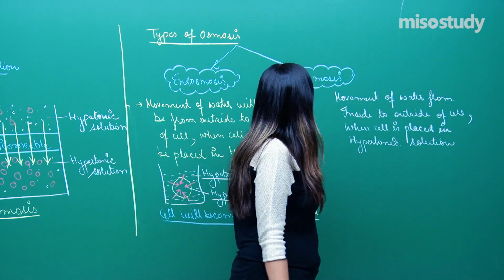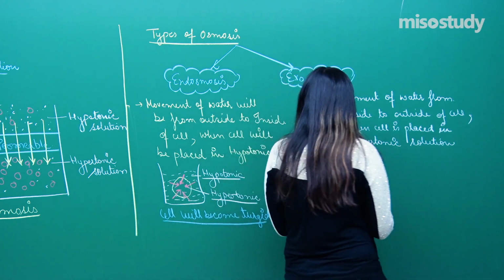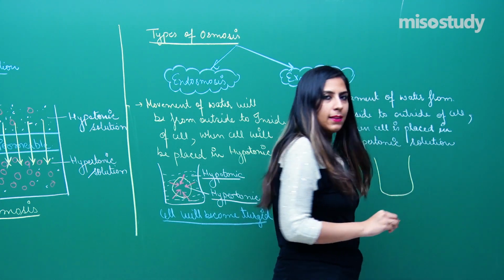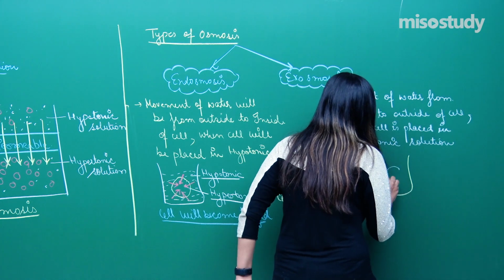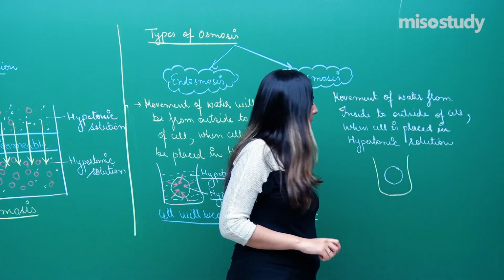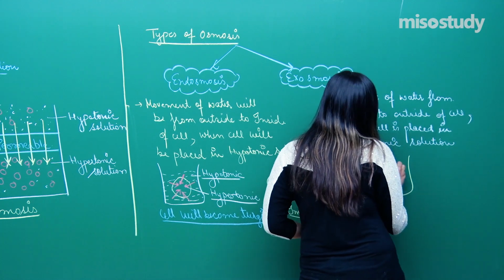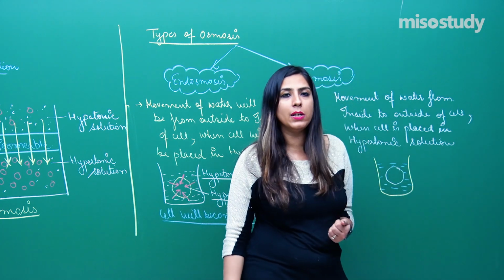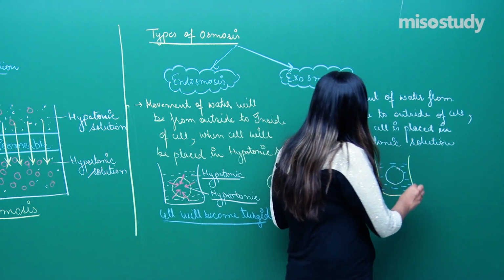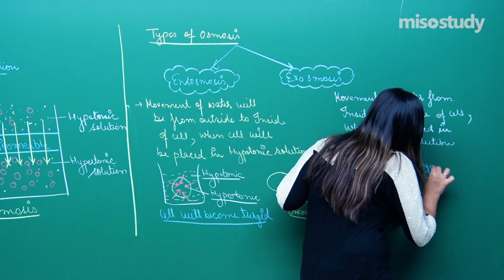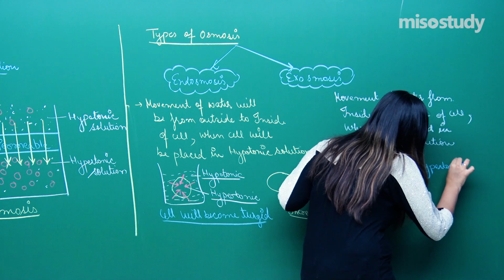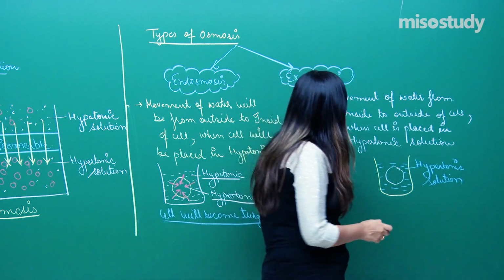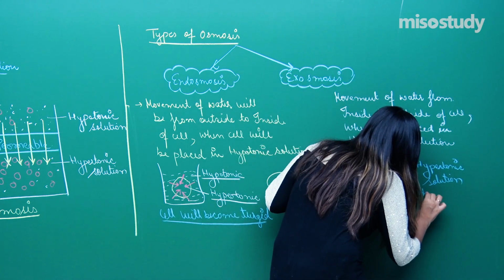Right? Now, again, let's draw this diagram. So, I have one flask. In that flask, I have placed one cell. Suppose this is the cell. After some time, suppose I have filled the solution over here, and the concentration of solute in that solution is more. That means this solution will be called a hypertonic solution. Hypertonic solution, and this is called a hypotonic solution.